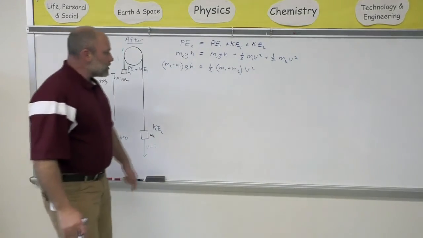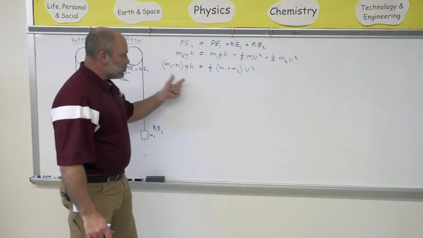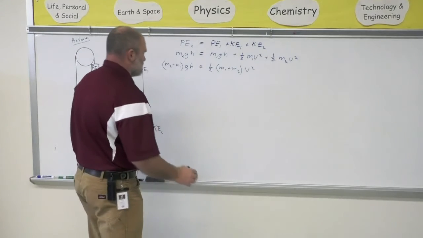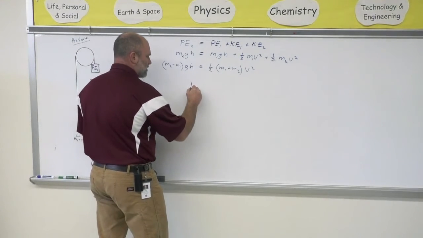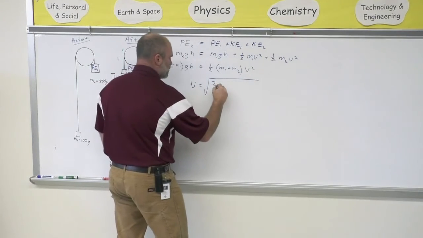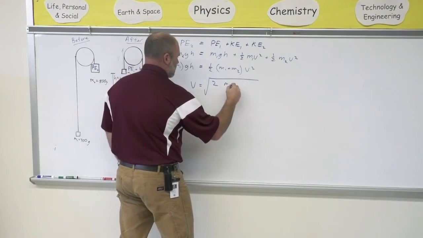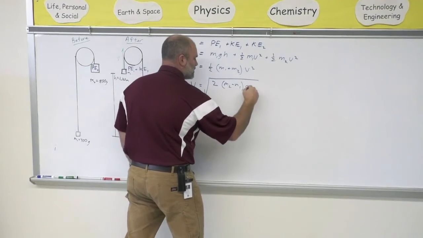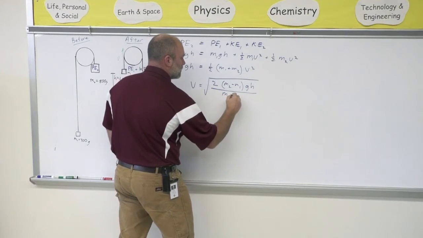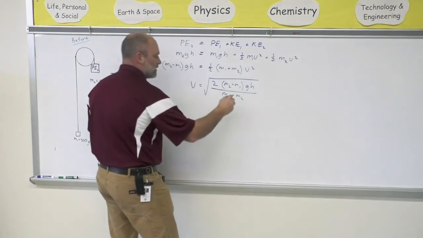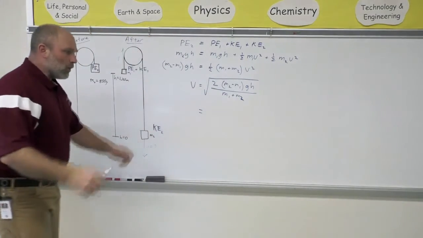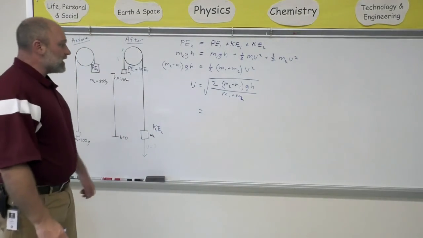The only thing I need to do yet is multiply both sides by 2, divide both sides by the total mass, and take the square root. I'm going to do that all in one step and turn it around at the same time. So this becomes 2(m2 minus m1)gh all over the total mass, and we take the square root of the whole thing. Very nice. At this point, we plug in some numbers and see if we can arrive at an answer.